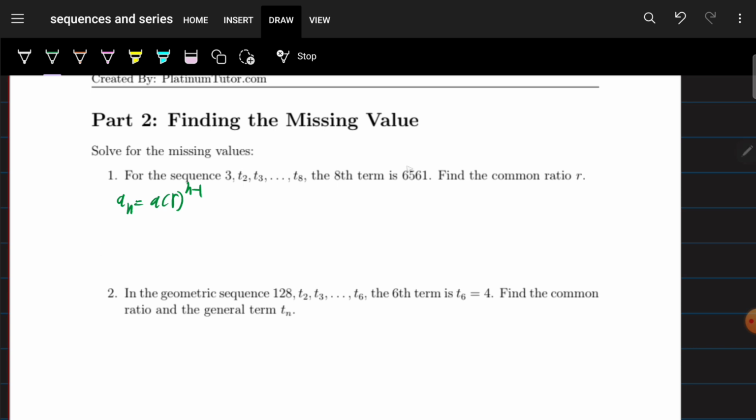We know the 8th term is 6,561. So 6,561 is the 8th term, and so that's equal to a, the first term, times the common ratio, which we're trying to find, to the power of which term is this, the term that we plugged in? That's the 8th term, right? So we're going to plug in 8 minus 1 here. Okay, so 6,561 is equal to 3 times r to the power of 7.